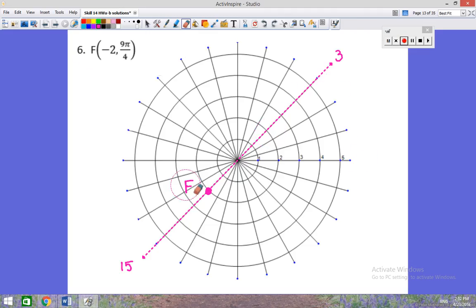So you should have point F, and that may take a little bit getting used to with the negative r's. That's why I say find the angle measure first, and then go outward on that ray that you found. That if you're, say, here in quadrant 1, if it's negative, then you have to go to the opposite ray.